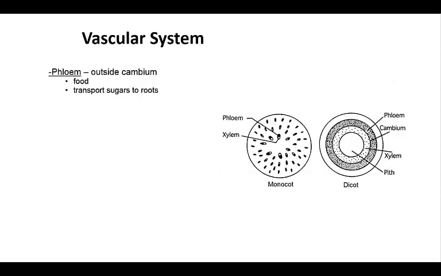Inside the stems is the vascular system, and this includes the phloem, which is the portion of the vascular system, or the plumbing, oriented towards the epidermis, or pointing towards the outside of the stem. Its job is to transport sugars in all directions, and a lot of that means transporting sugars to the roots.